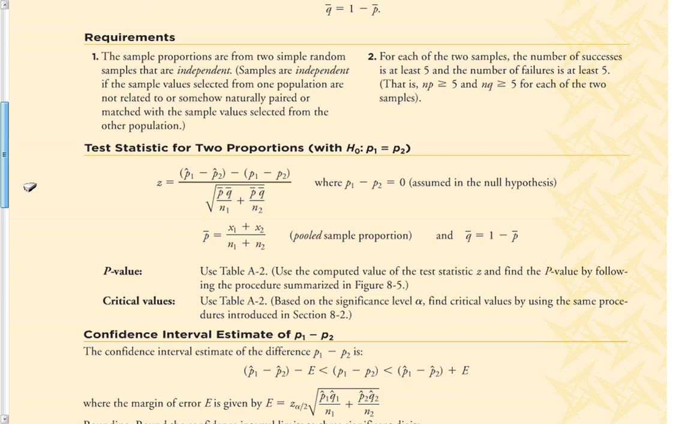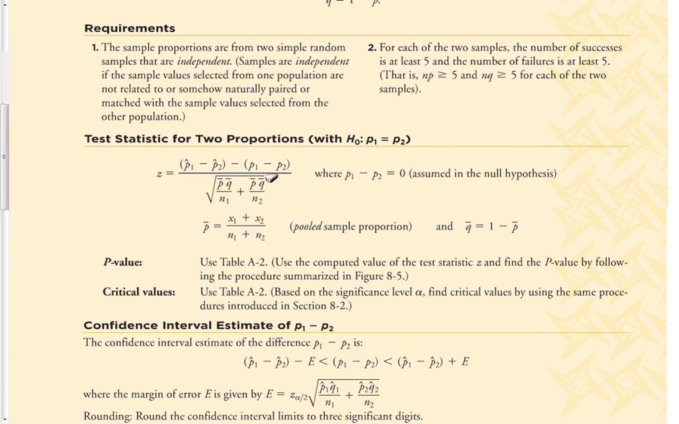Now here are the requirements. The first requirement is the sample proportions are from two simple random samples. That's simple random samples that are independent. And the second requirement, for each of the two samples, the number of successes is at least 5, and the number of failures is at least 5. If you remember, those were the requirements for using the normal distribution as an approximation for the binomial distribution. And that makes sense because what we're talking about here is a number of successes and failures, which would make this a binomial trial. But we're actually using a z-test statistic, so we are actually going to have to use the normal distribution as an approximation for the binomial.